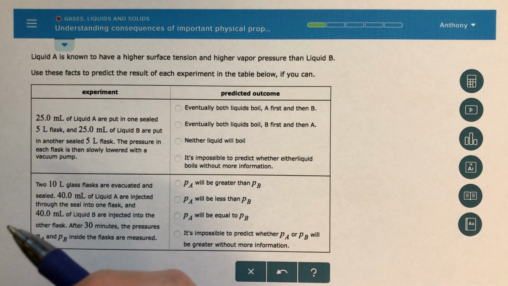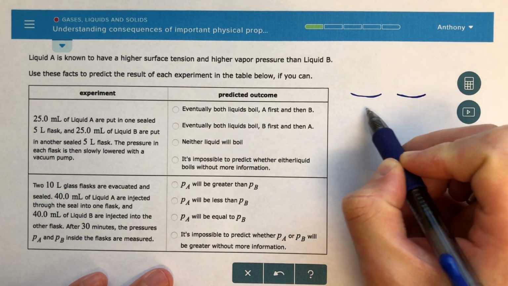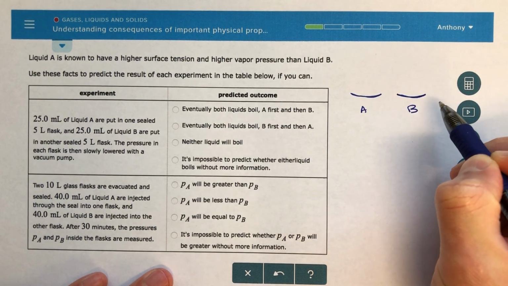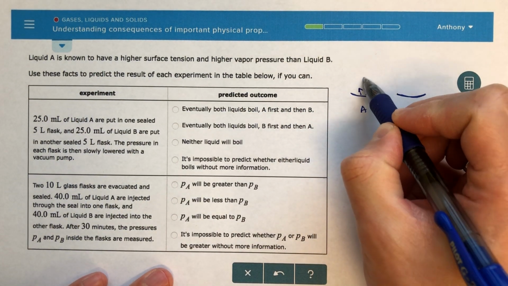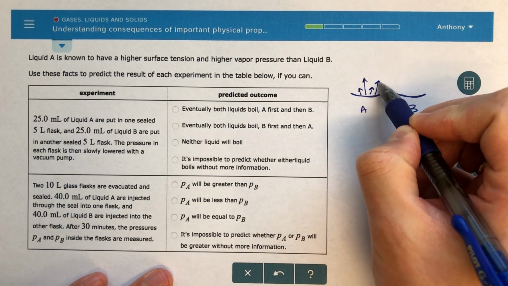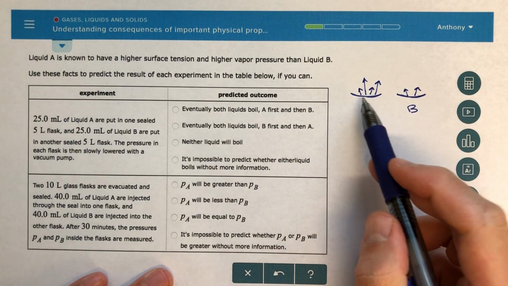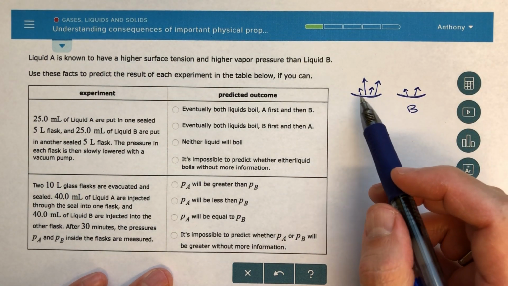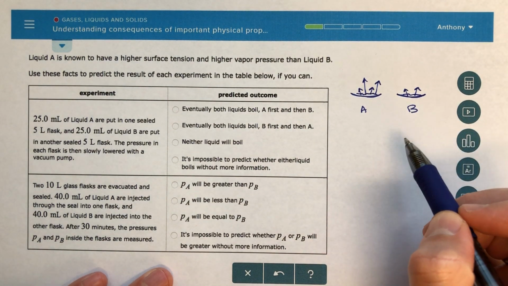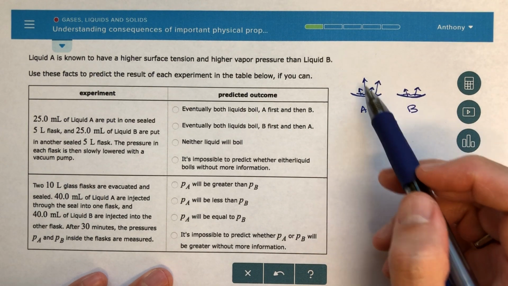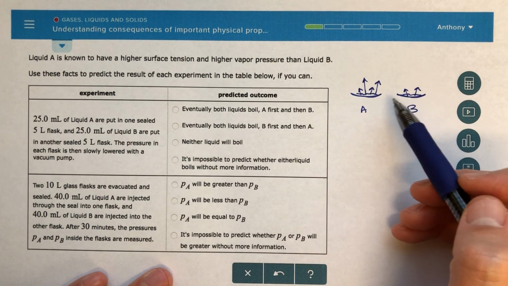So vapor pressure will be a measure. If I had 2 watch glasses, here's A and here's B. Liquid A is known to have a higher vapor pressure. So a higher vapor pressure means that more of it is going to be evaporating than for liquid B. So this is just to indicate how much of liquid A is evaporating. So let's say I've got my little layer of A, my little layer of B. More of A is going to be evaporating. It's got a higher vapor pressure than liquid B. So that's what vapor pressure is.